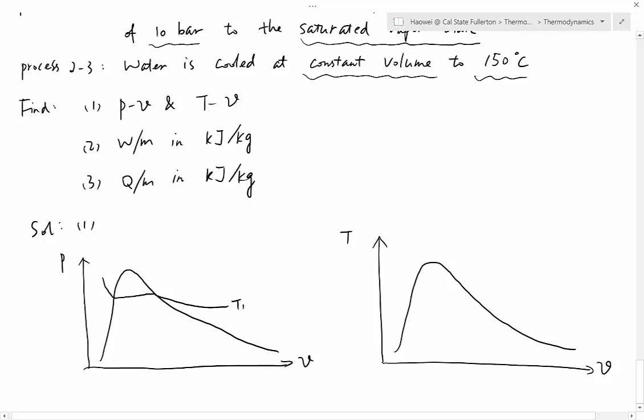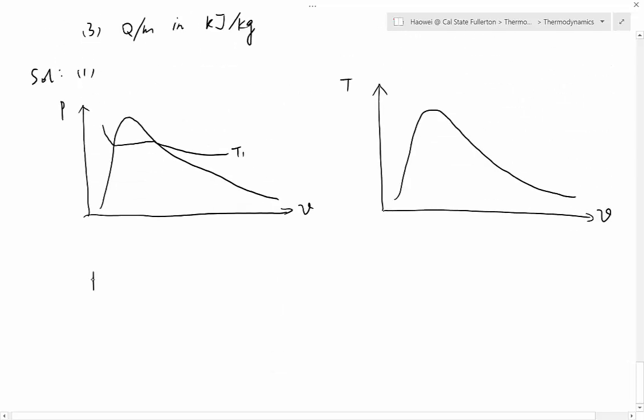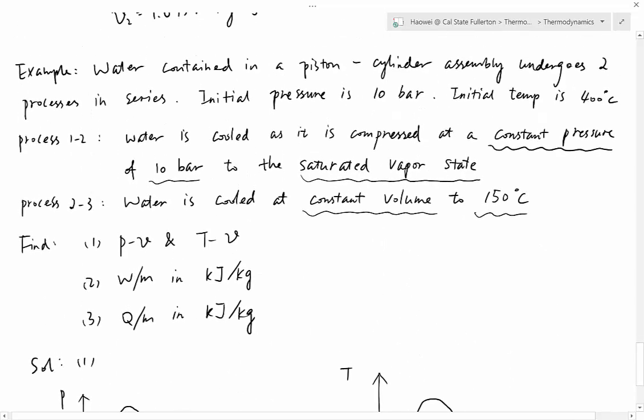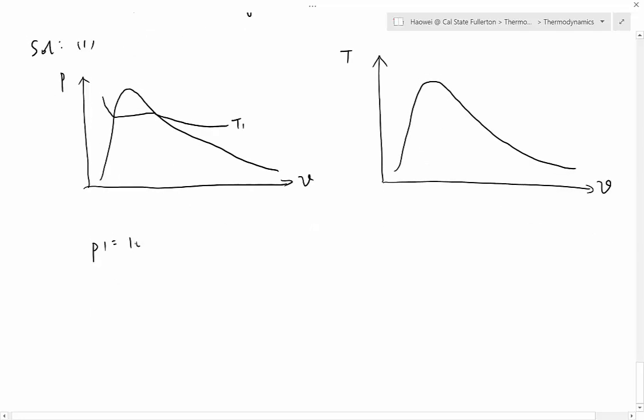That means we need to find out the phase of point number one. For example, if point number one is superheated, that means we just put point number one on T1 line and then to the right side of the vapor dome. If point one is a mixture, then we just put point one on T1 line but within the dome. So in order for us to locate point one, we have to find out the phase of number one. How do we find the phase of number one? We can do this. Because we know the initial pressure P1 is given, and it's given as 10 bar. So P1 is equal to 10 bar.